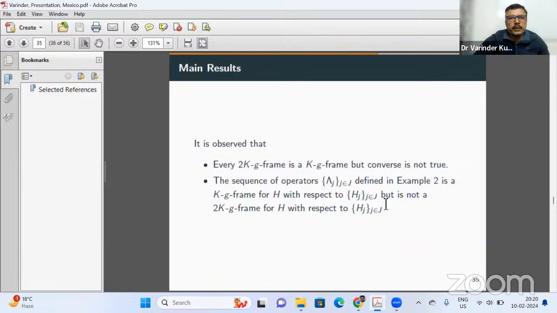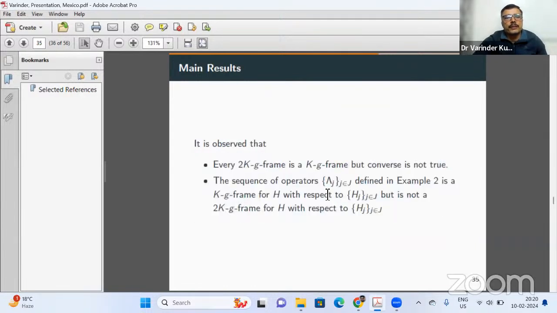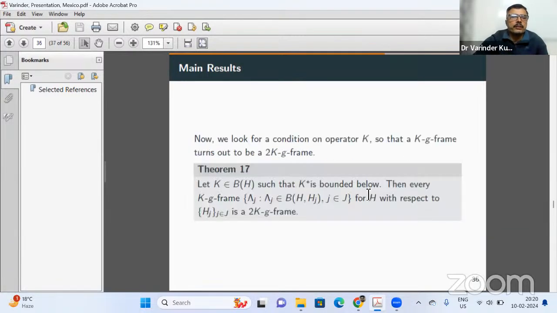And for the rest of the part, we have discussed some properties of 2 kg frames. For example, every 2 kg frame is a kg frame, but converse is not true. Example has been provided. And then we have worked out some conditions when it will happen and what will happen to some other things.